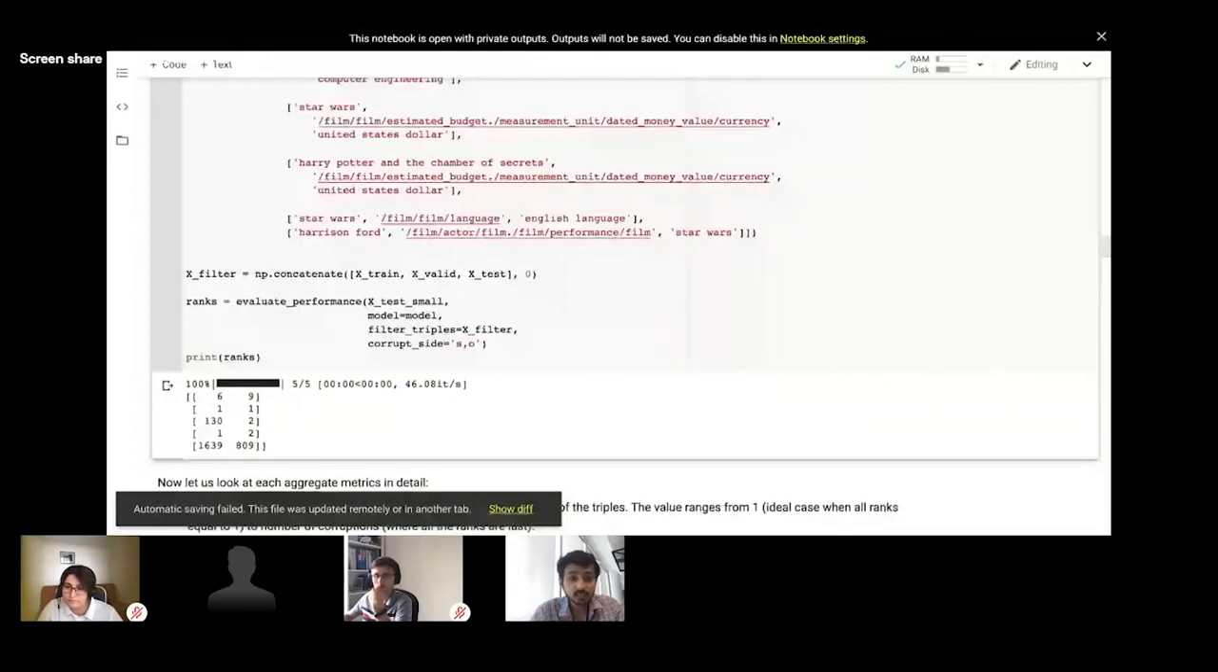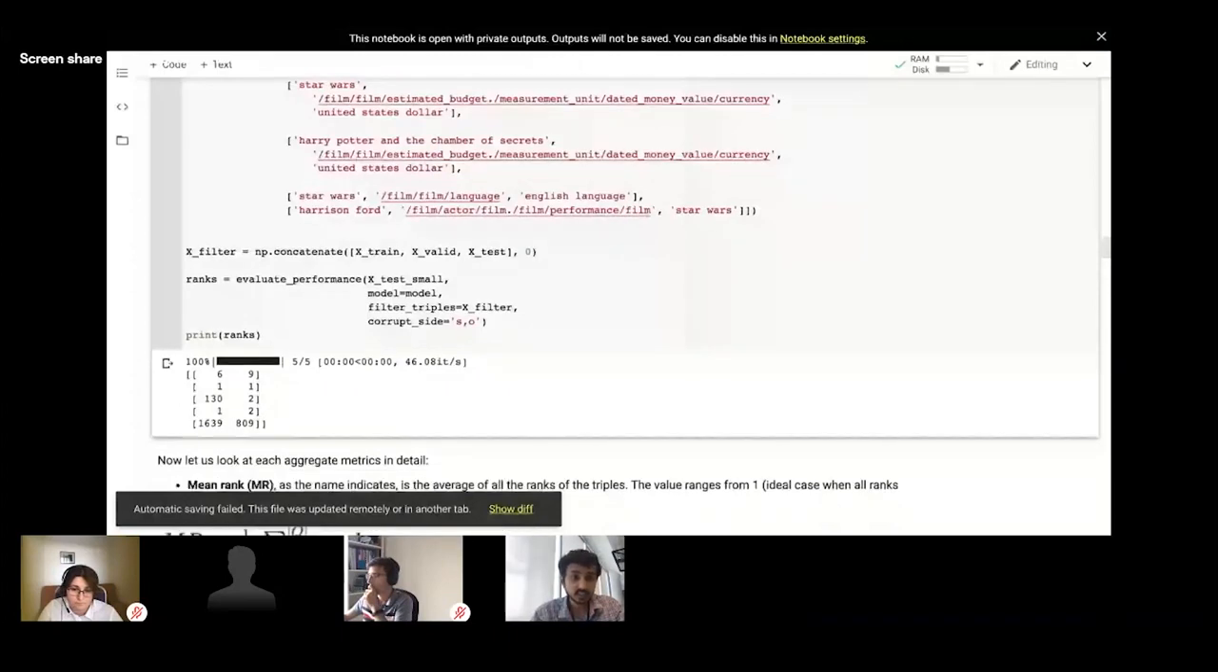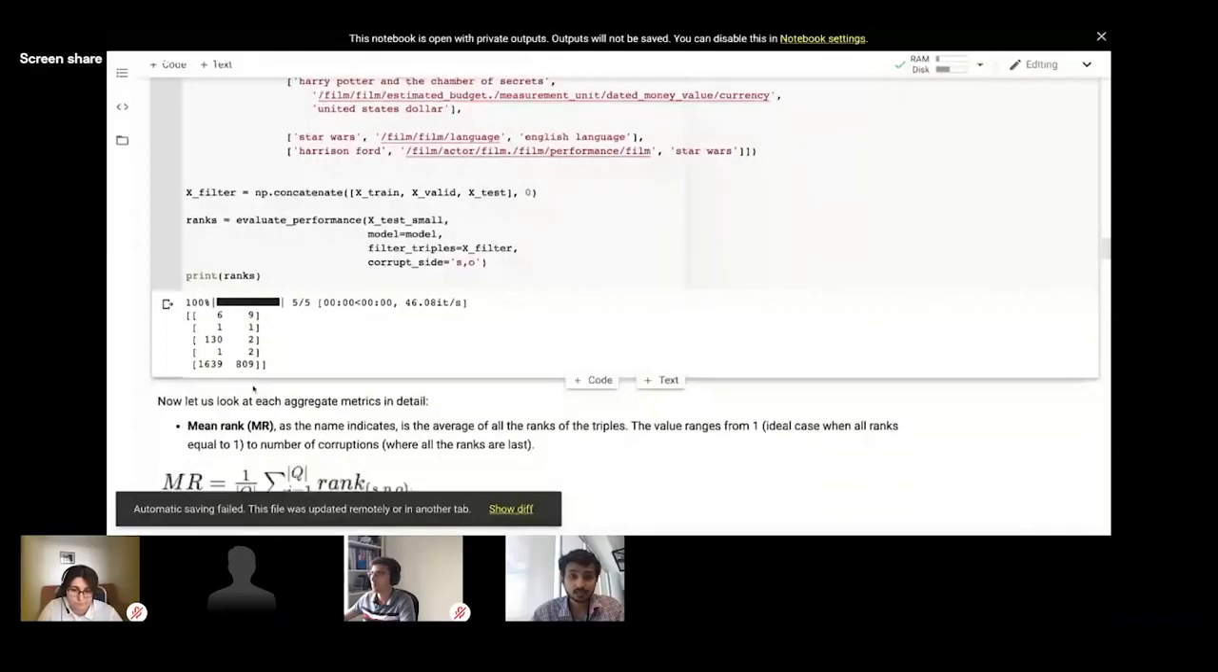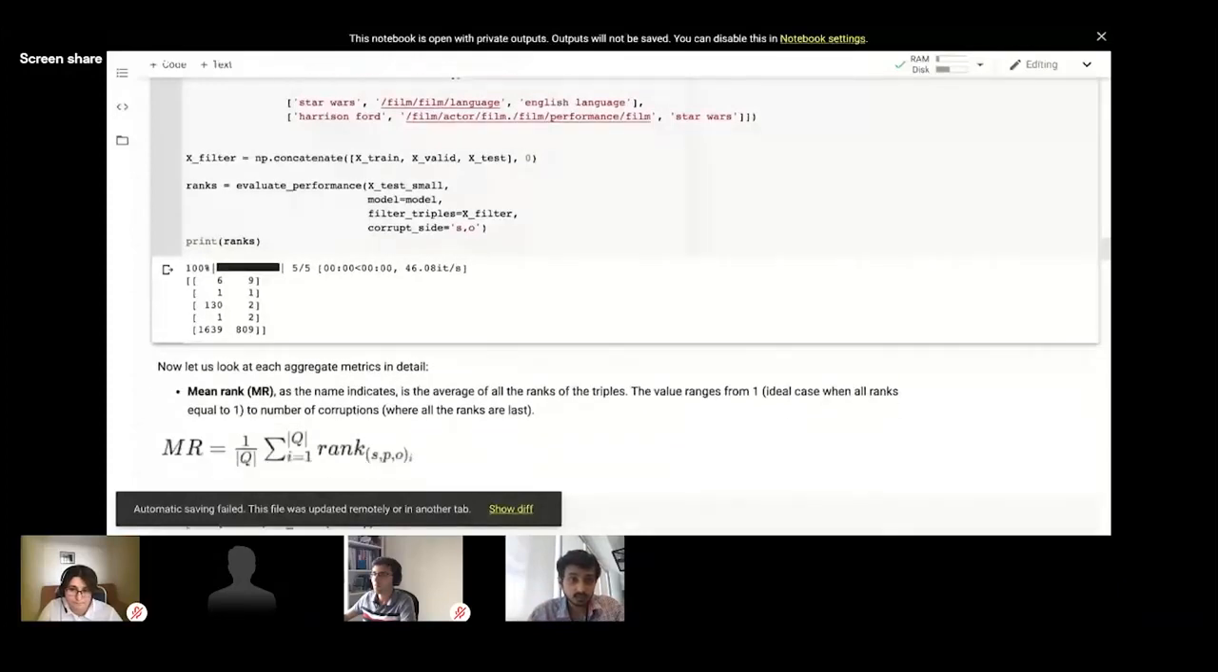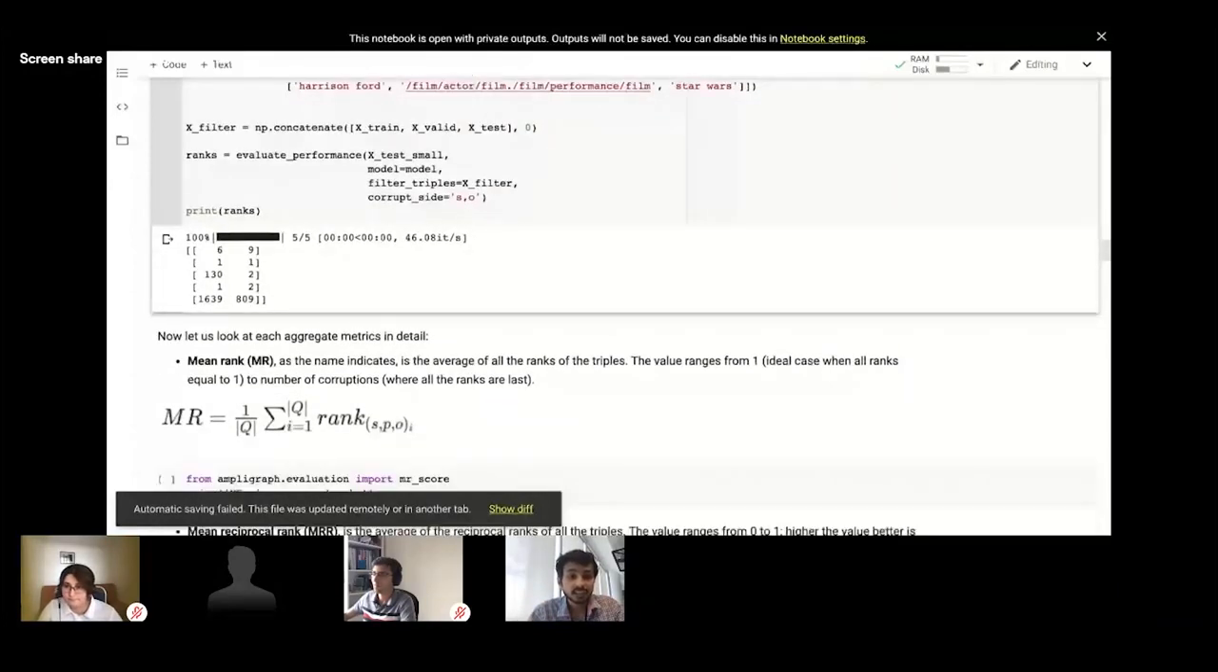And I have 2 ranks because I get them for subject and object. This is something that was mentioned earlier. So you're corrupting the subject side with all negatives and you're corrupting the object side with all negatives. And then you get ranks for each side. So these are the ranks that I get for these 5 triples, right? So to get a general idea about the performance of the model, we need to aggregate these ranks.